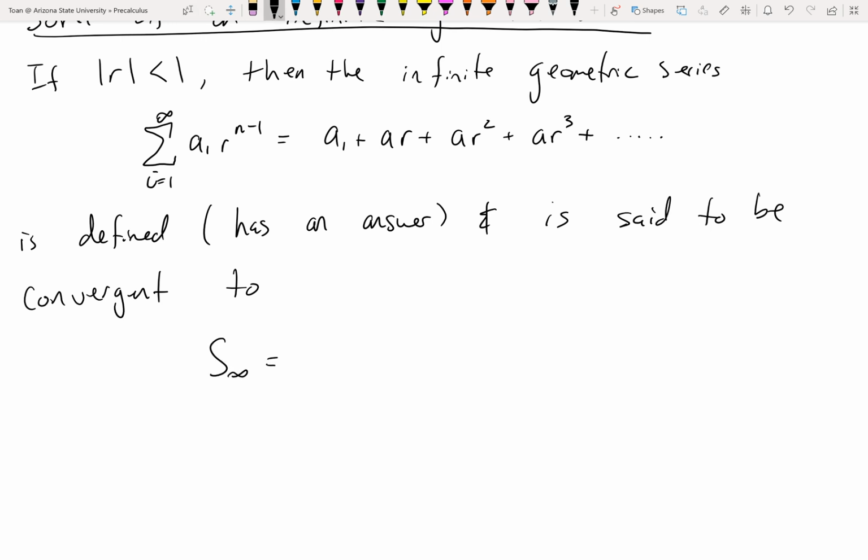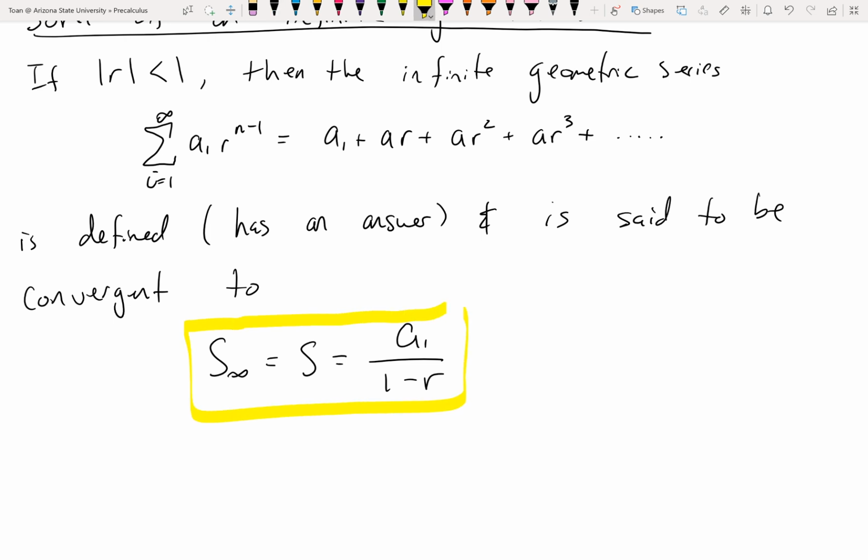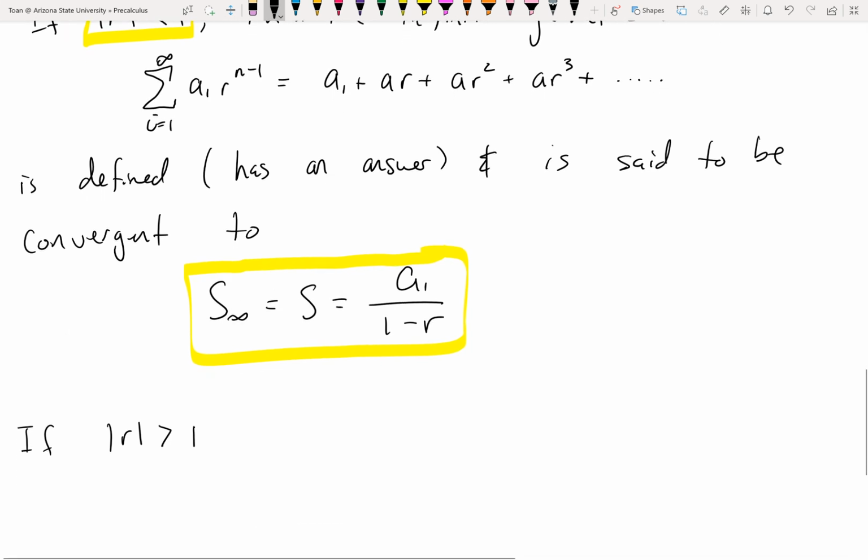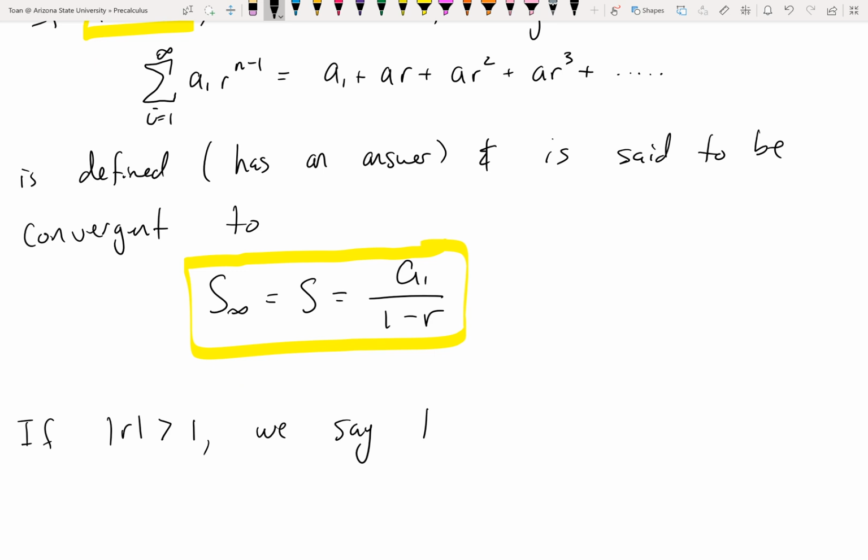Sometimes people use S sub infinity to know that's infinite. Some mathematicians just use a regular S without a subscript. So it's not a partial sum, it's the complete sum. It's simply the first term over 1 minus r. So that's the formula you should know. It only works, though, the key here is it only works if the common ratio is less than 1 in magnitude. If the common ratio is bigger than 1 in magnitude, we say the series diverges. That means it goes away from a set number, it blows up to infinity.